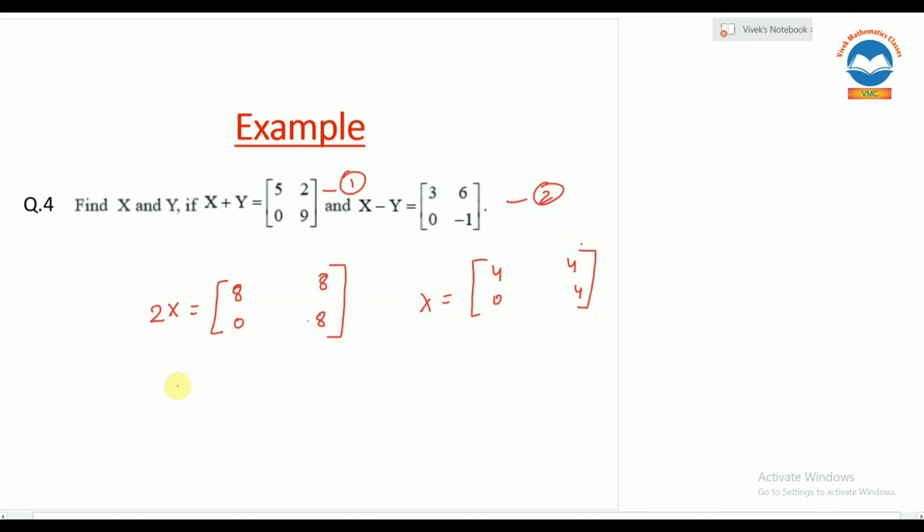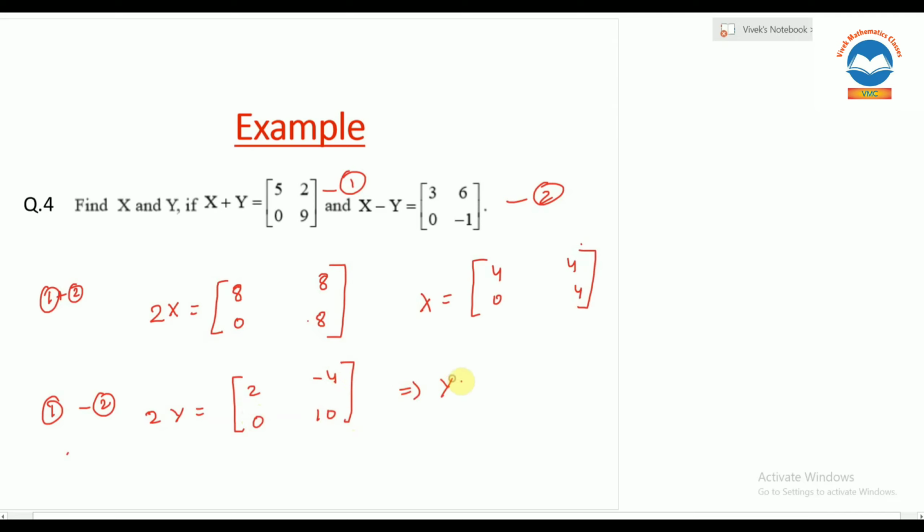Now the Y matrix. For the Y matrix, what you have to do? You have to subtract. So if you subtract X plus Y minus X minus Y, what will be? X will be cancelled out. Y plus Y will be 2y. Here we have done 1 plus 2, equation number 1 and 2. Here what we are doing? 1 minus 2. Okay. So you will get 2y equal to the subtraction of these. So 5 minus 3 will be 2. And here 2 minus 6 will be minus 4. 0 minus 0 will be 0 only. 9 minus minus 1, plus 1, it means 10.